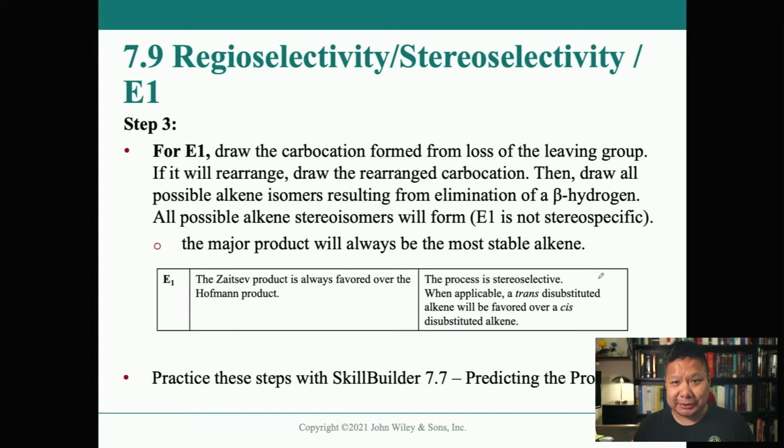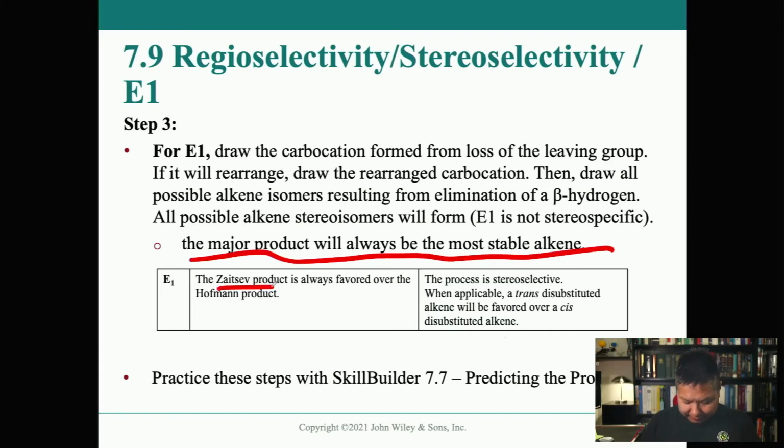E1 is not stereospecific, not like E2 is when you have a bulky base or a streamlined base. The major product will always be the most stable alkene, which is the Zaitsev product again. Practice these steps in Skill Builder 7.7 on Wiley Plus.